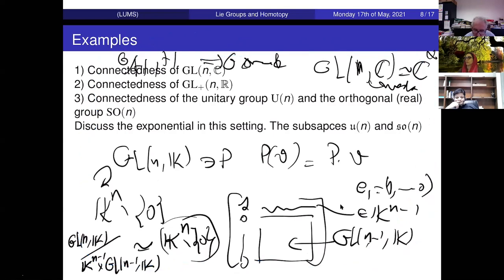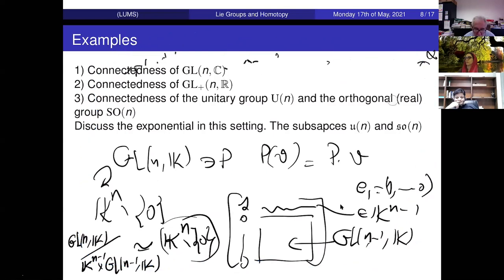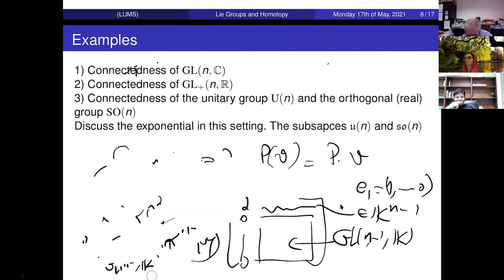Okay. Je savais faire ça. Tout le monde, je sais plus faire. Oui.